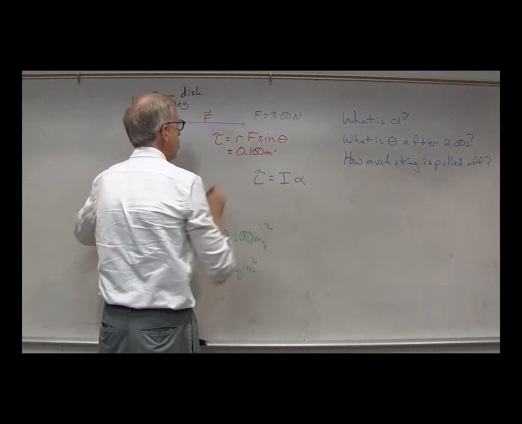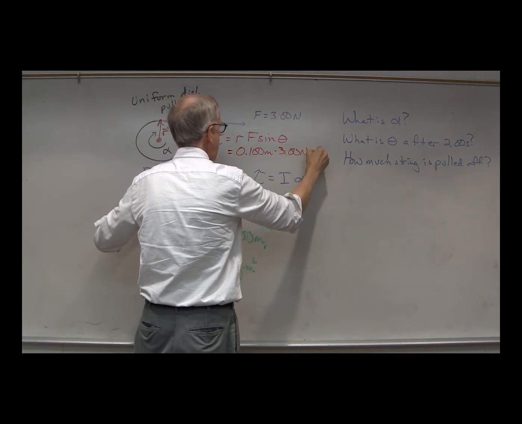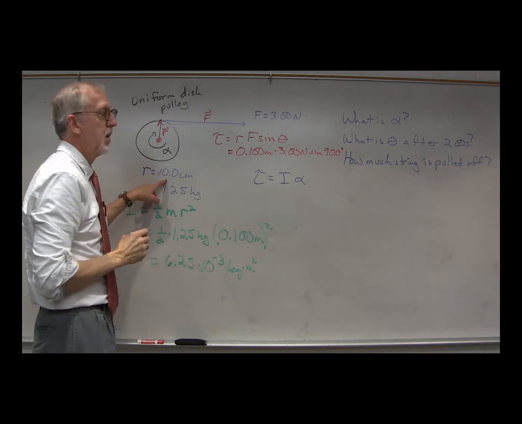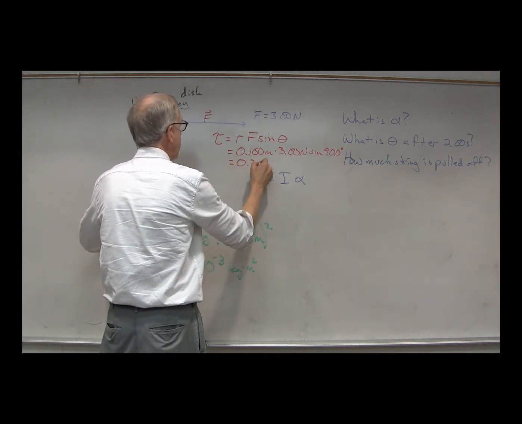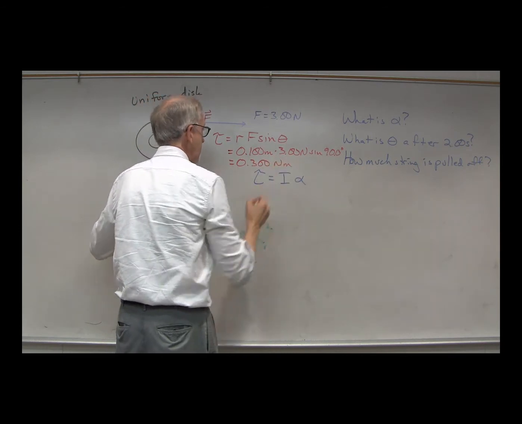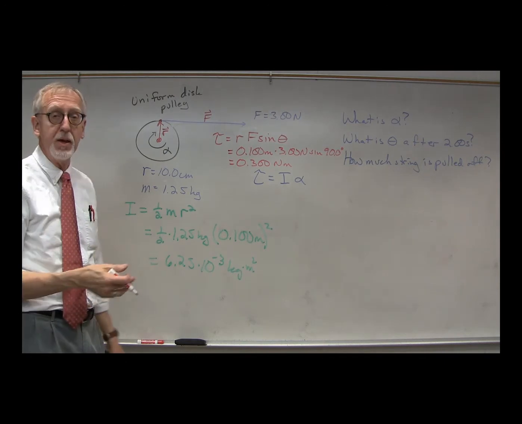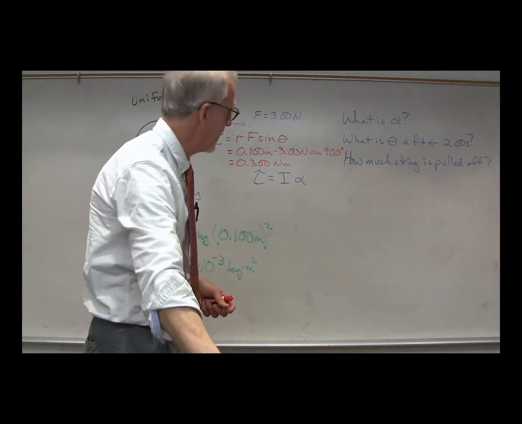So the torque, in this case, is R, 0.100 meters, times F, 3 newtons, times sine 90 degrees. What do we get? Sine of 90 is 1. We get 0.300 Newton meters. So the torque is 0.300 Newton meters.